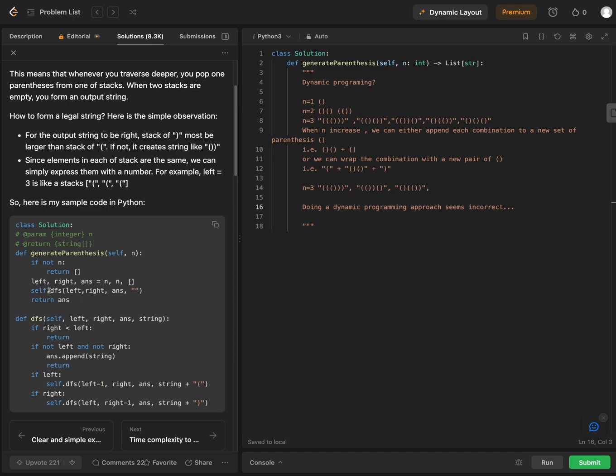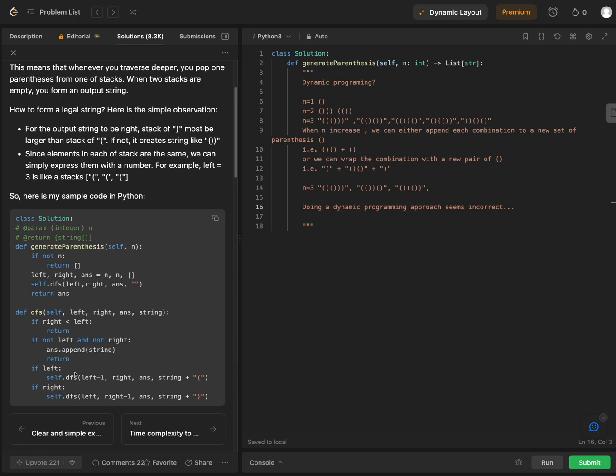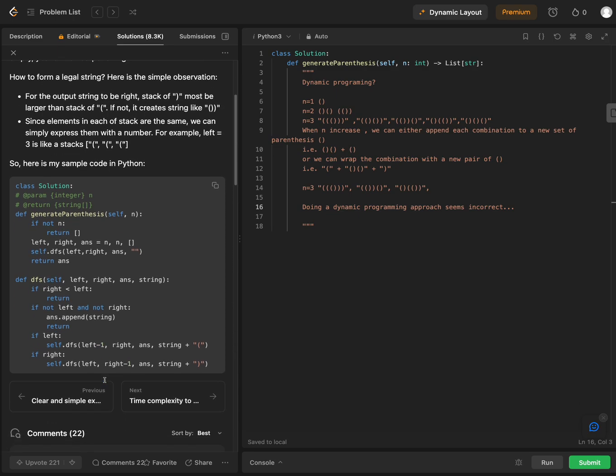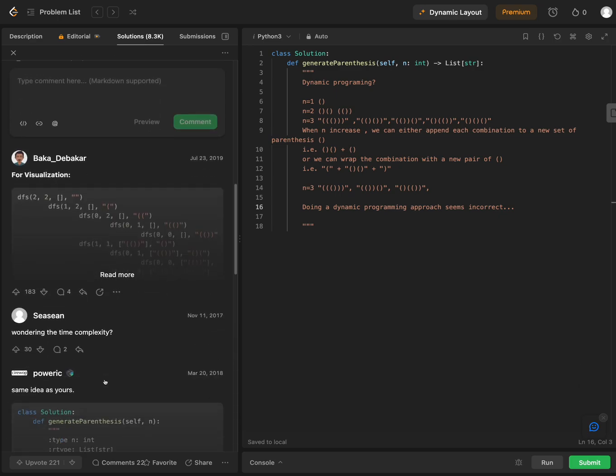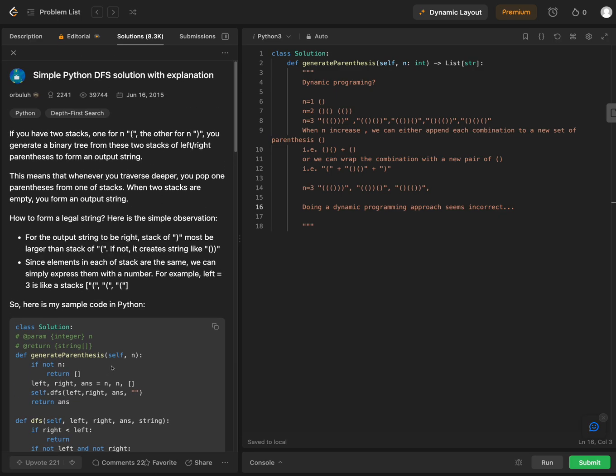Depth first search. Depth first search, left, right, answer. Okay, I get it now. Okay, I guess I will take some time to study and revisit this question again.